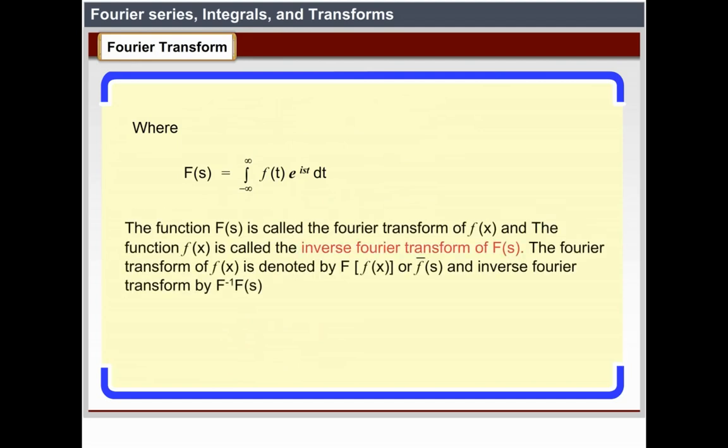The function F(s) is called the Fourier transform of f(x). The function f(x) is called the inverse Fourier transform of F(s). The Fourier transform of f(x) is denoted by F[f(x)] or F(s), and the inverse Fourier transform by F⁻¹[F(s)]. That is, F(s) = ∫ from −∞ to +∞ f(x) e^(−isx) dx.